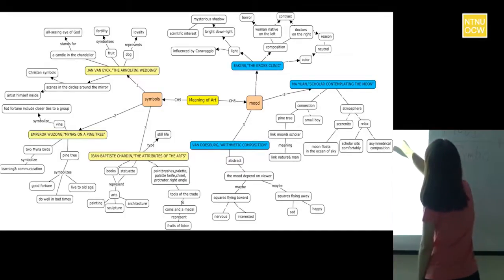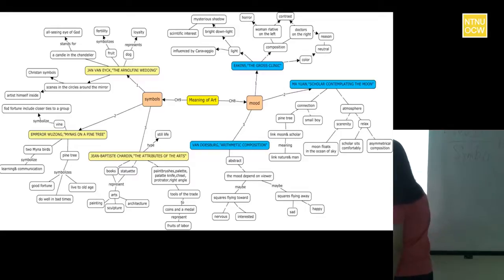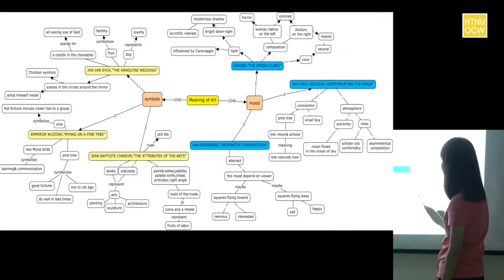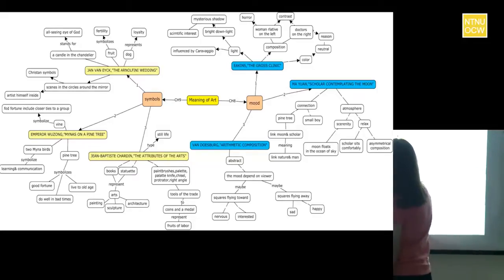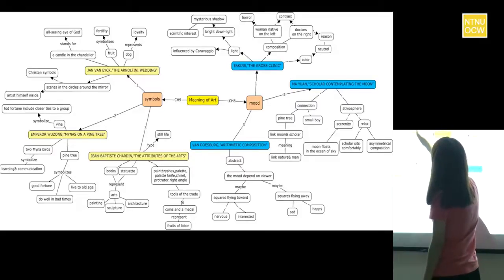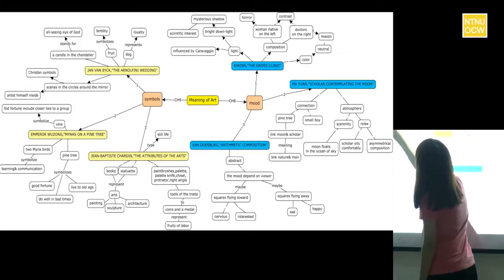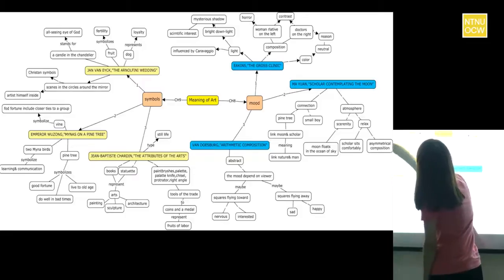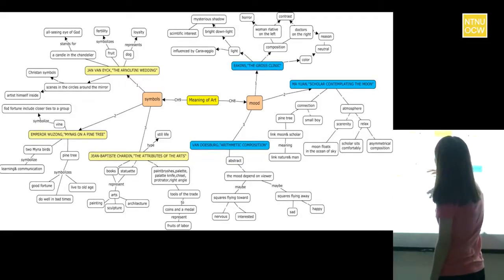The next one, Scholar Contemplating the Moon. I think the atmosphere, serenity and relaxation, and the connection are important. The arithmetic composition is abstract, so the mood depends on the viewer, and it can go many ways, like what you yourself think. About the symbols, the first one is the Arnolfini Wedding, and the meaning is dog, fruit, a candle in the chandelier, and the scene in the circles around the mirror. These four materials are the symbols.